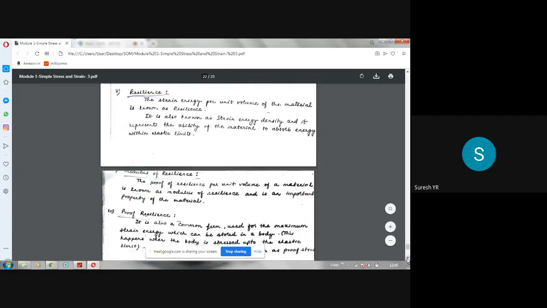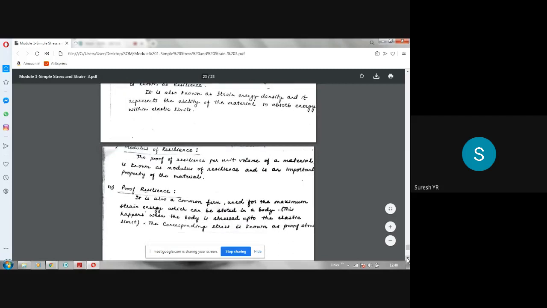Ability to absorb energy. Okay, so the resilience per unit volume of material is known as the modulus of resilience. Anyway, we are not going to learn in detail about all this. You require these only in the fracture mechanics part, which of course you are not dealing with. Only how the material behaves within the elastic state is important. But anyway, whatever resilience the material can sustain per unit volume is known as the modulus of resilience. And proof resilience is a common term used for the maximum strain energy which can be stored in a body.